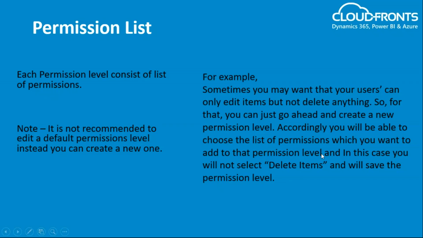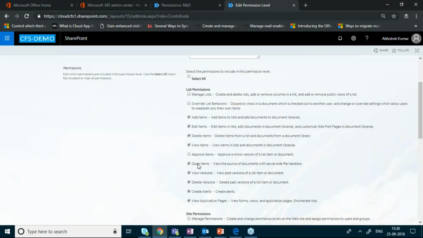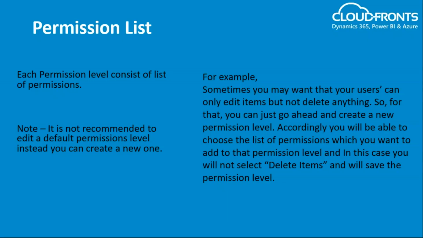And if the user should not be able to delete anything, in that case you just have to untick this particular Delete Items option in the permission list. After doing this and submitting it, a new permission level will be created. So let's just see how we can do it.